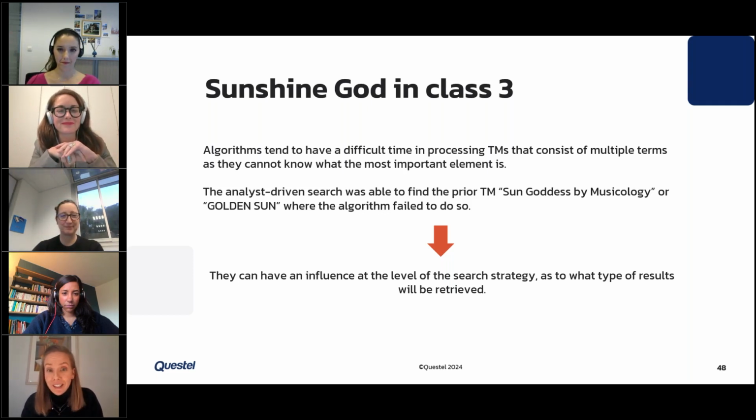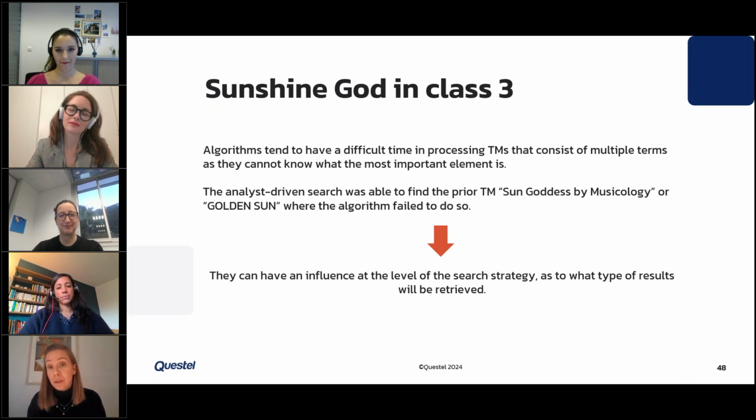Okay, so Sunshine God in class 3, you can think of it as like cosmetics. When we deal with proposals from cosmetic companies, they love proposals that are descriptive because they sell very well in the market. However, to search for them, it's not so nice, or not always so nice. And the algorithm tends to have a difficult time processing what is important and what the most important element is.